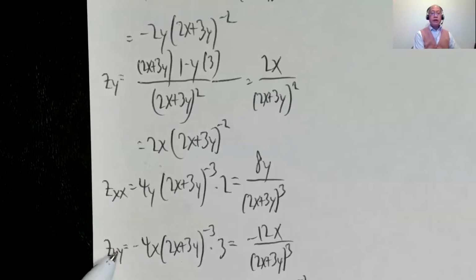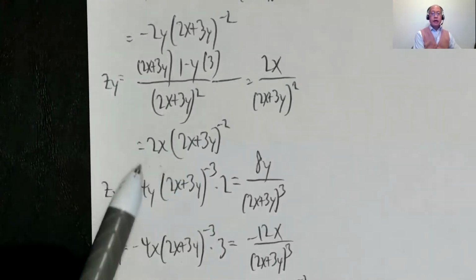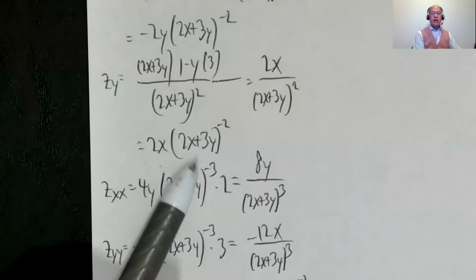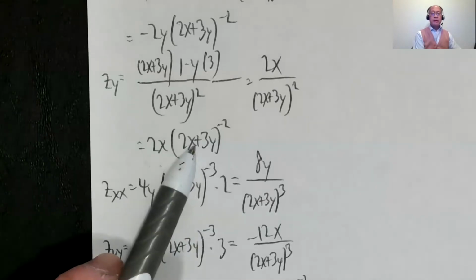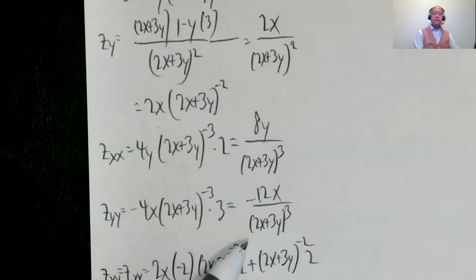Z sub yy means I differentiate this with respect to y. So negative 4x, 2x plus 3y to the negative third, times the derivative of the inside with respect to y, which is 3. Clean it up, negative 12x over 2x plus 3y cubed.